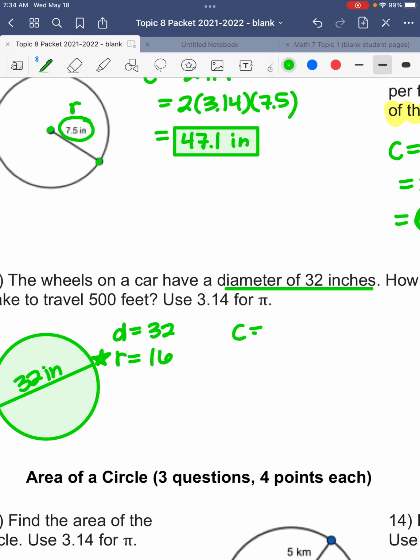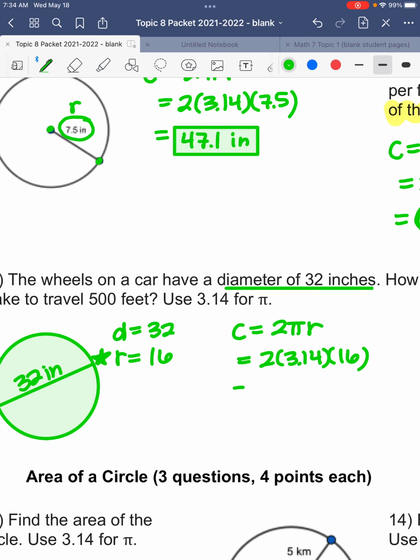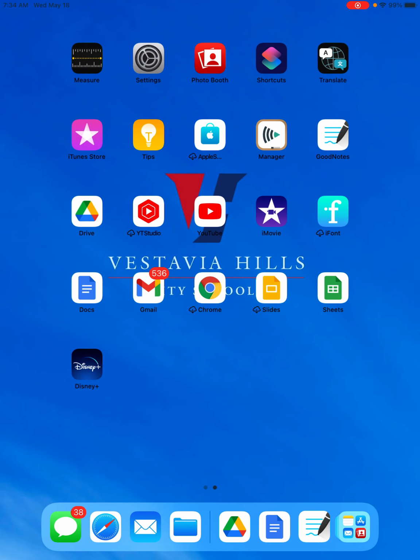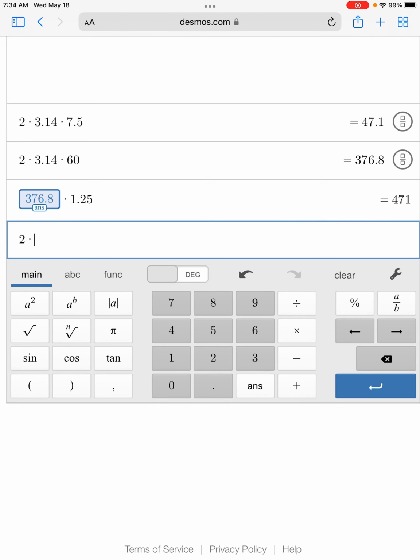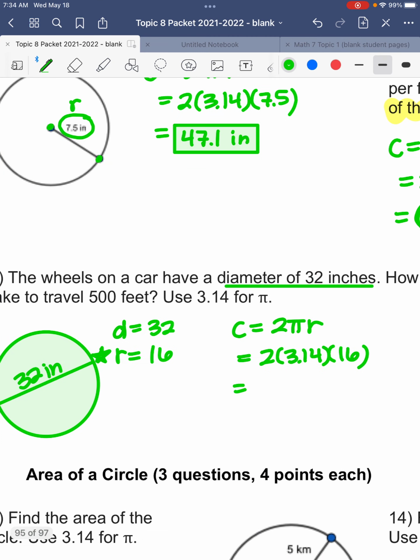So the formula I'm using to find the circumference is c equals 2 times pi times the radius. So I'm just going to plug in 16 for r and solve. So we have 2 times 3.14 times 16. Okay, so let's put that into our calculator. 2 times 3.14 times 16, and I get 100.48. So 100.48 is my circumference.